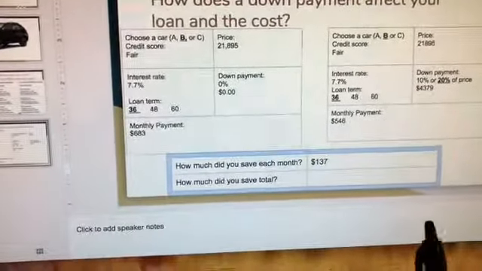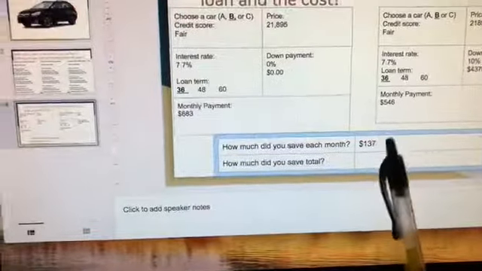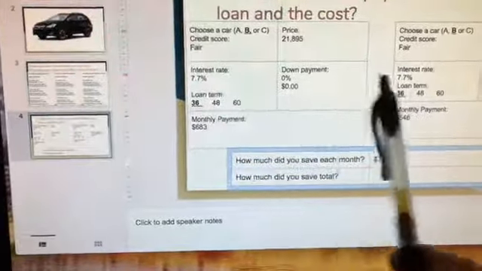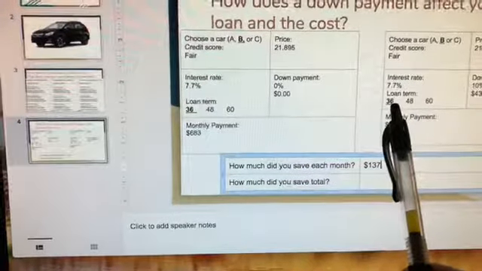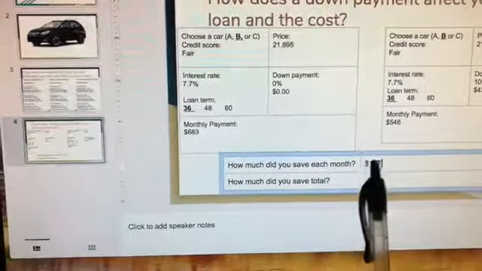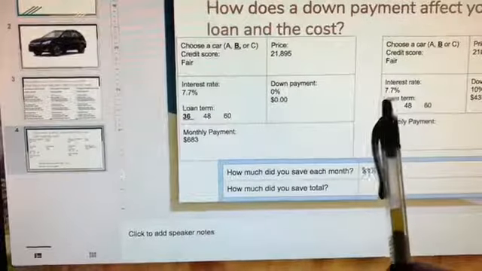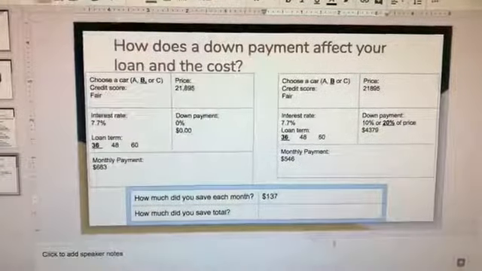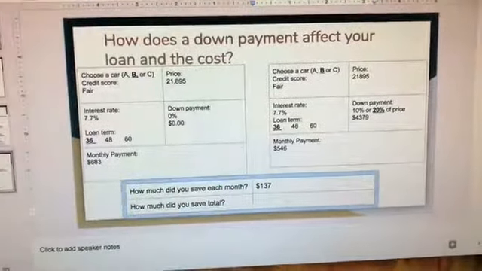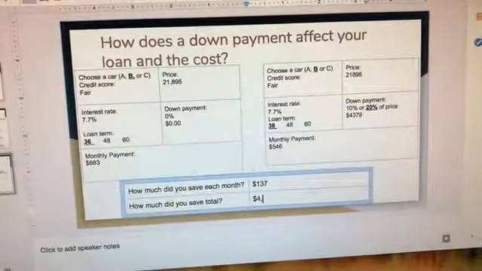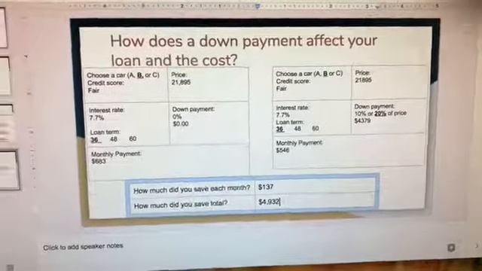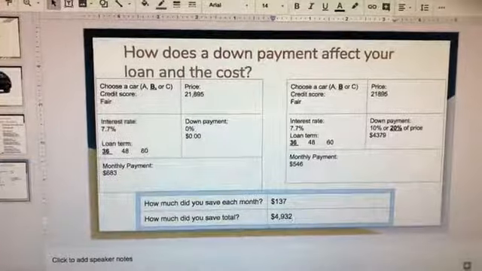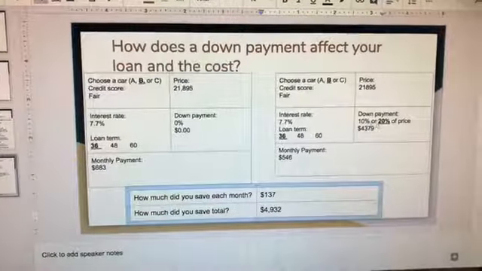But now how much will we save total? Well, if we know we save this much money every month, and we're going to save that for the entire loan term, and this is our 36-month loan term, I'm going to multiply my monthly savings by the number of months in my loan. And now 137 times 36 will give us $4,932 of savings over the life of that car if you show up with that down payment.